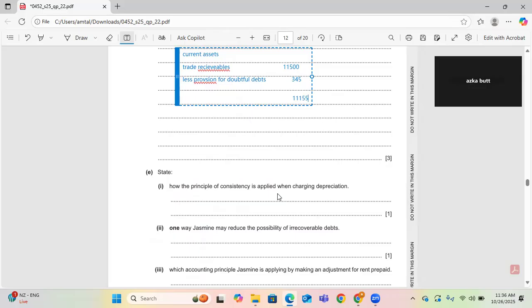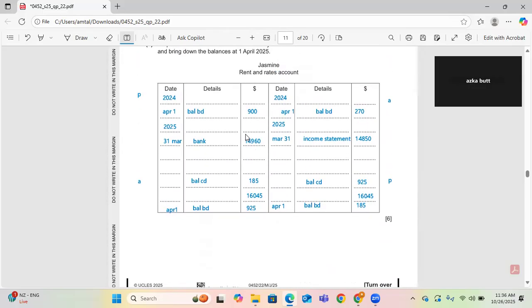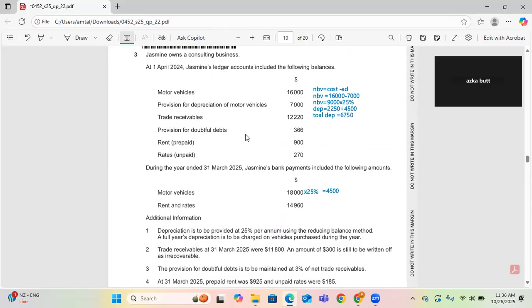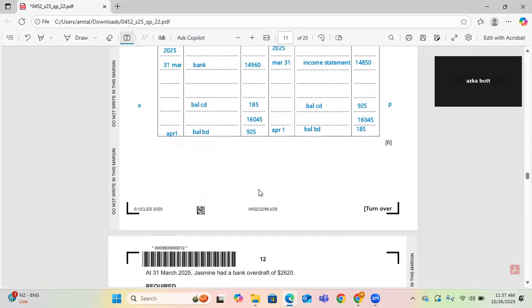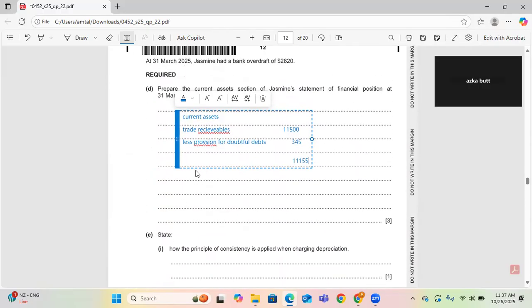Okay, and then if you can see here at the year end, prepaid rent was 925 and unpaid rates were 185. It means that at the year end there are still some rates you haven't paid, that is 185. So this will be basically your liability. But the prepaid rent means that at the end of the year, which is 31st March 2025, you have paid an extra amount for the rent, that is 925. And we know that the extra amount we have paid is part of the current assets. So we will be writing it here as other receivables.